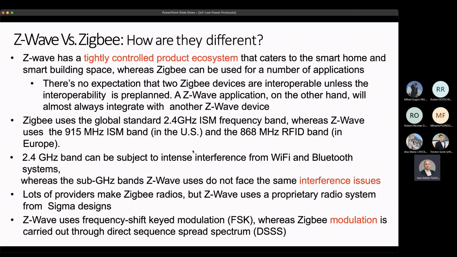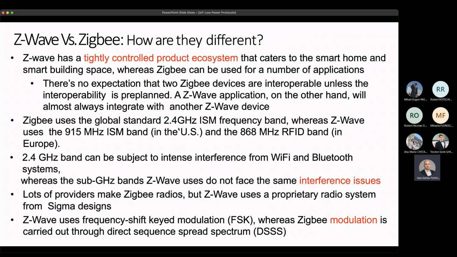The difference is Z-Wave has a tightly controlled product ecosystem. This is, let's say, more regulated, whereas ZigBee can be used for a large number of applications. So there's no expectation, for example, that two ZigBee devices are interoperable unless this is pre-planned. On the other hand, Z-Wave will almost always integrate with another Z-Wave device. So you have two Z-Wave devices, they can always connect. Two ZigBee devices, well, they can most of the time connect, but it's not a guarantee.